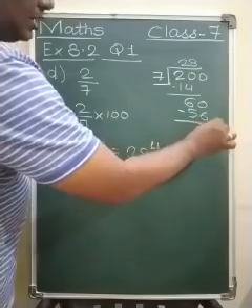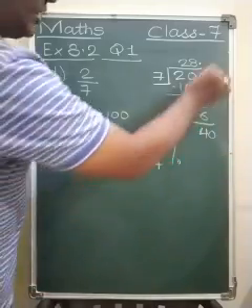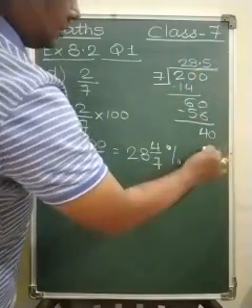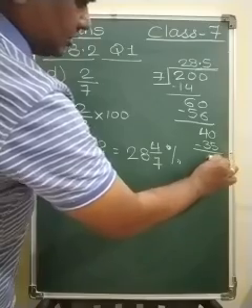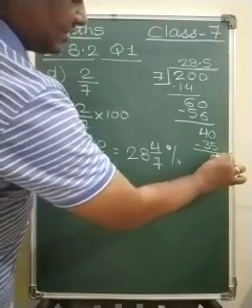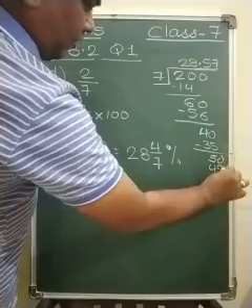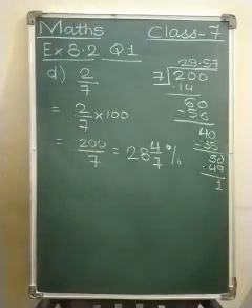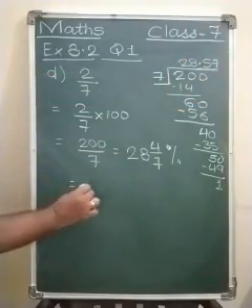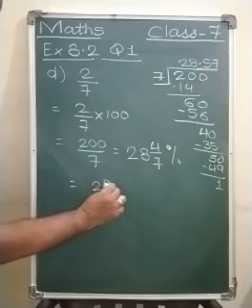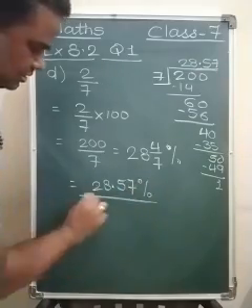Or put a 0 here, point. 7 5s are 35, 0, oh sorry, 5 is the answer. Again put 1 0, 7 7s are 49, remainder is 1. Further you can go, so this decimal will go on increasing. So approximately this can be written as 28.57%. This is also right.